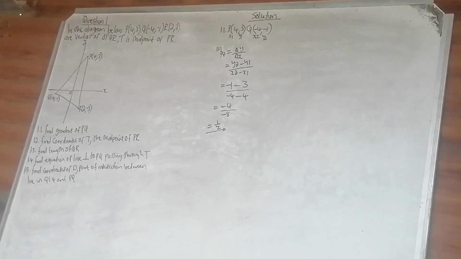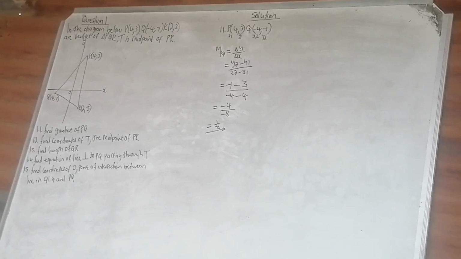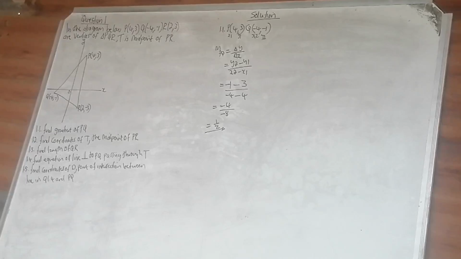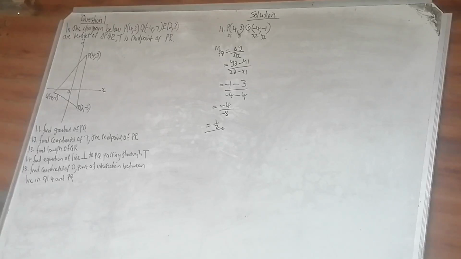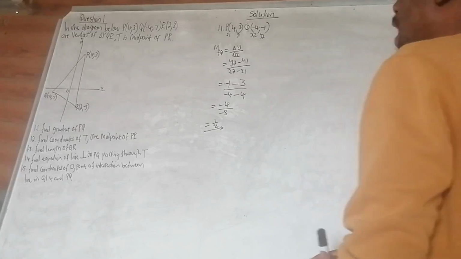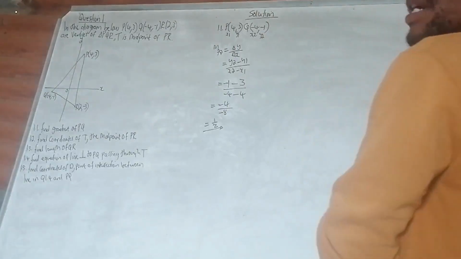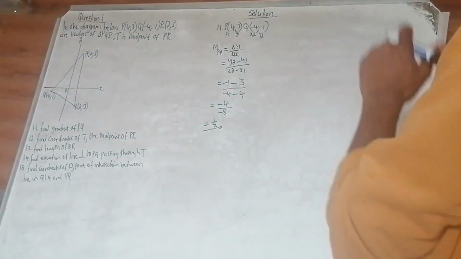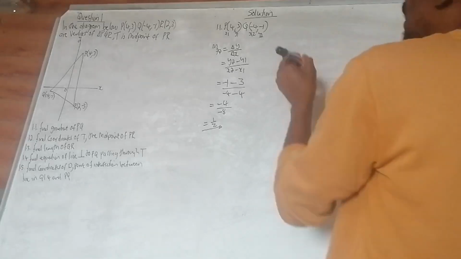So what is that? That is the gradient, the change in y over the change in x. Or someone can say rise over run. You rise these many times and you run these many times. So you rise once and then you run 2 times. That is the gradient, right?